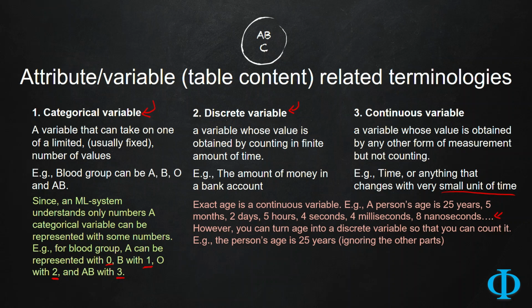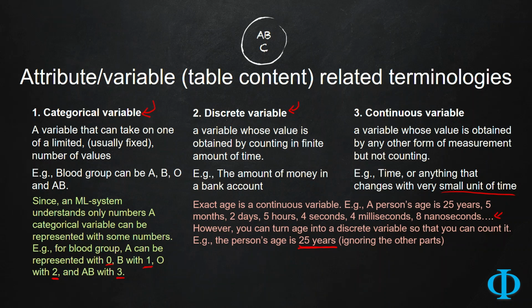So what does that mean? That means in every nanosecond period, the person's exact age is basically changing. So this is a continuous variable. However, it is possible to turn this exact age into a discrete variable so that you can count it. Well, it is a very common practice to express the age only in terms of years. For example, the person's age is just 25 years and you are ignoring the other parts. So now you can easily count it.